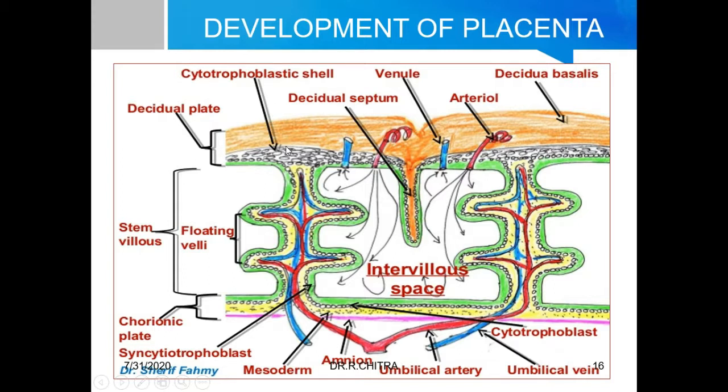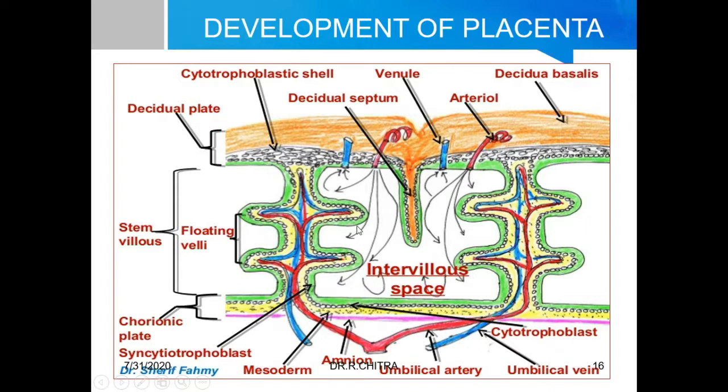If you see the basal plate, this is the basal plate. It is perforated by the spiral branches of the uterine arteries, and numerous placental septa project from the basal plate into the intervillous space. So this is one septum, a placental septum or decidual septum. They don't reach the entire intervillous space, so the areas between two adjacent placental septa will be called the cotyledons, maternal cotyledons.